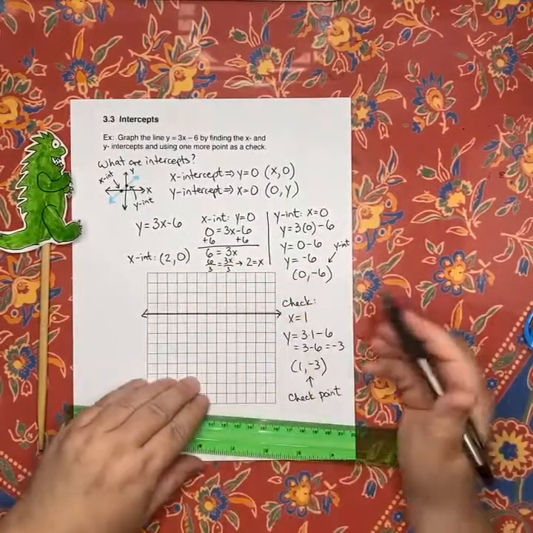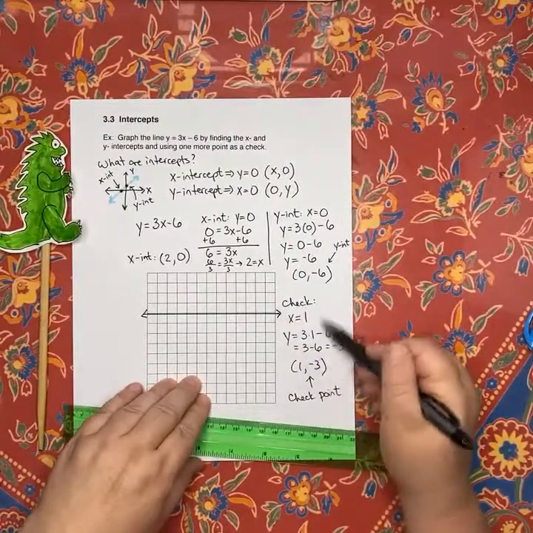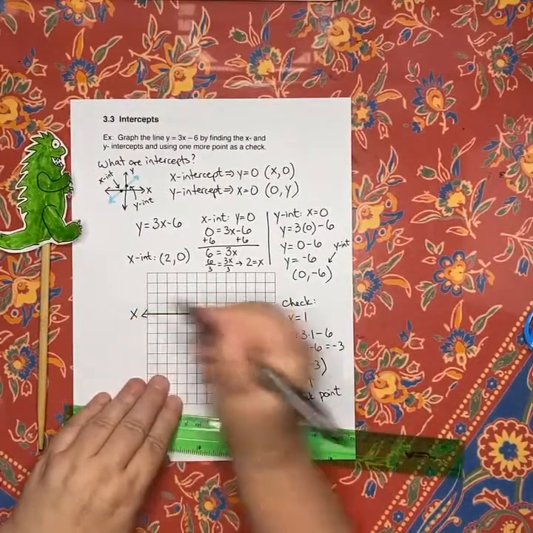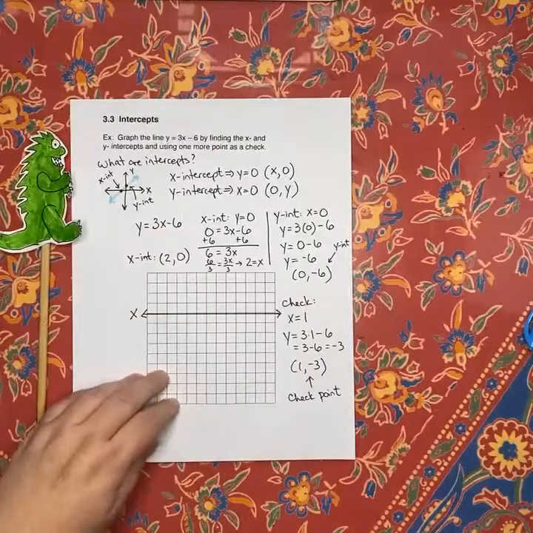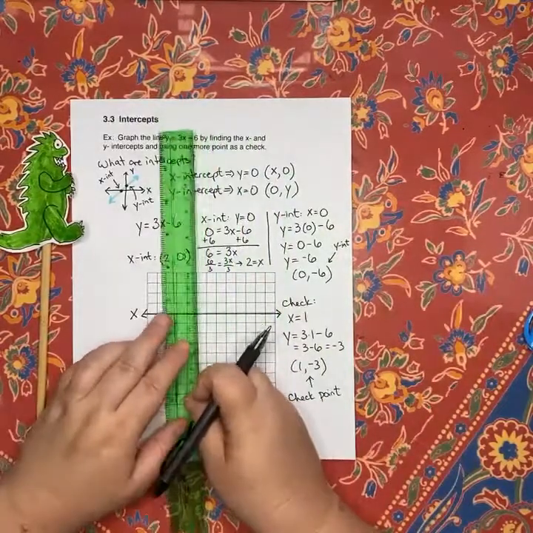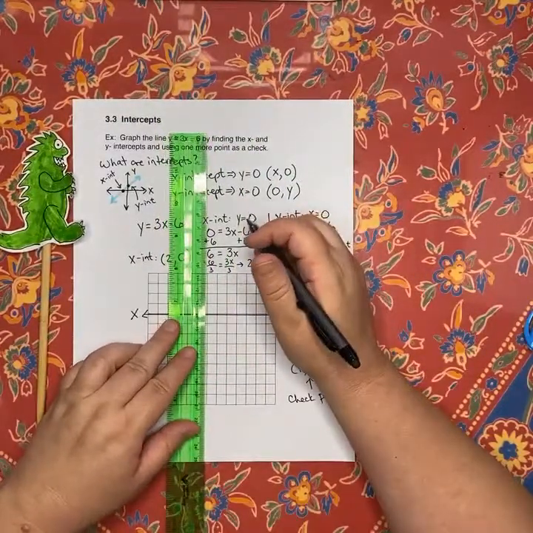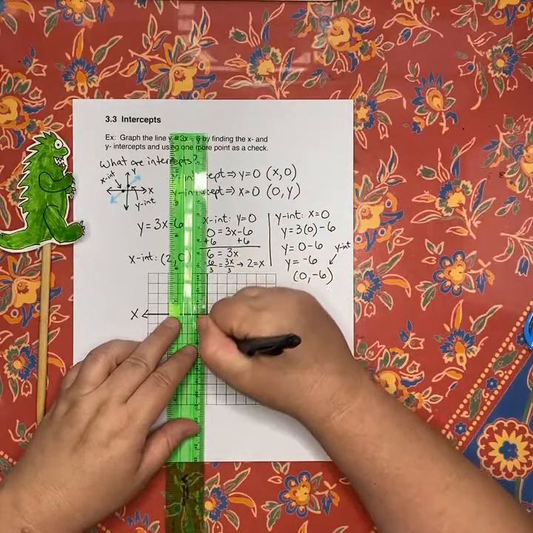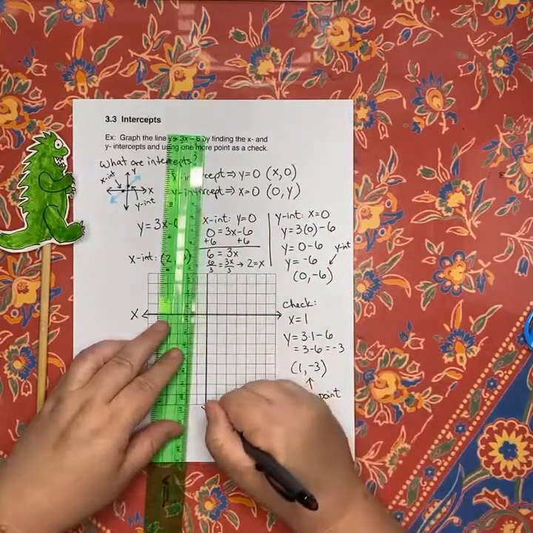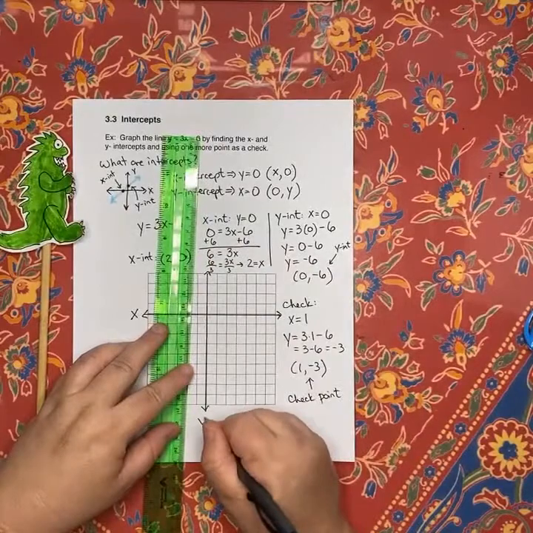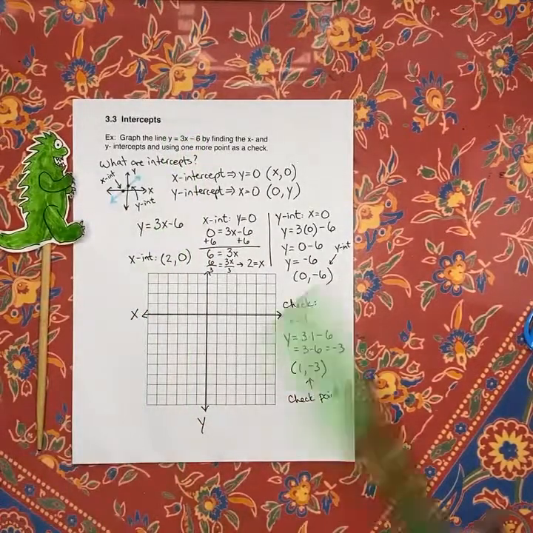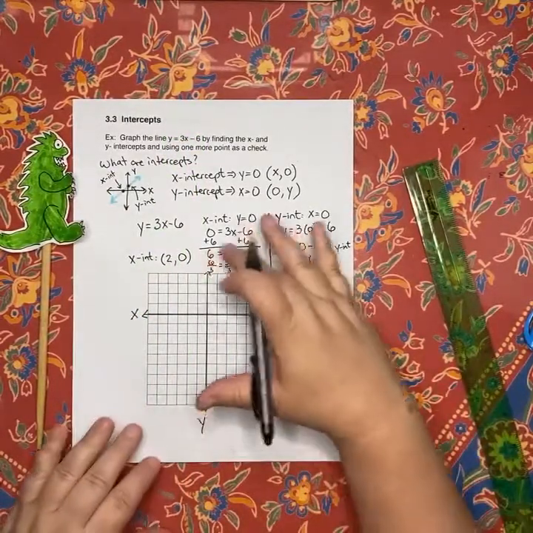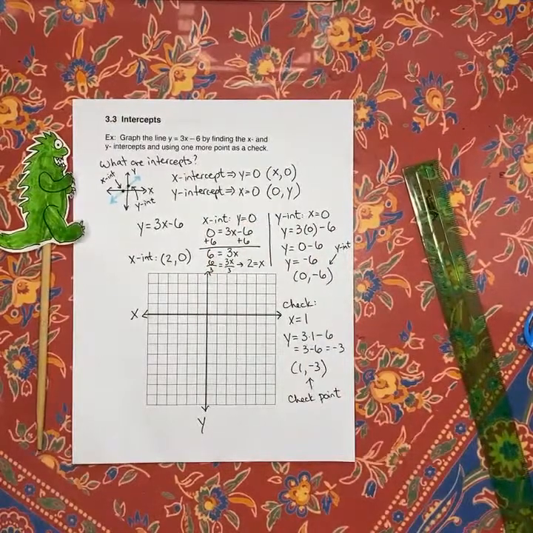Now, something cool. If things are crowded over here on the right, go ahead and put your x on the left. You're allowed to do that. You just have to label it at some point. You don't have to label it always on the right-hand side. Same thing with the y. I'm going to label it down here. It's unusual. It looks a little funny, but if you run out of room, it's an option.